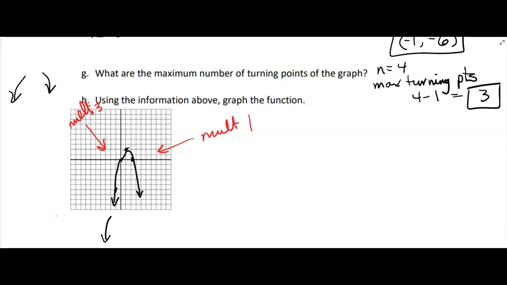Anyway, that's a rough sketch of what it looks like, okay? So a lot of pieces, a lot of things to remember. Look at each piece, see if you can figure it out. When you put it all together, you get a rough sketch of the graph, okay?